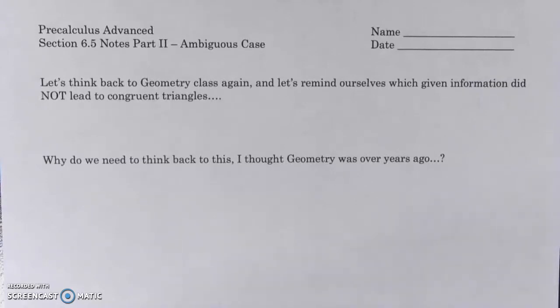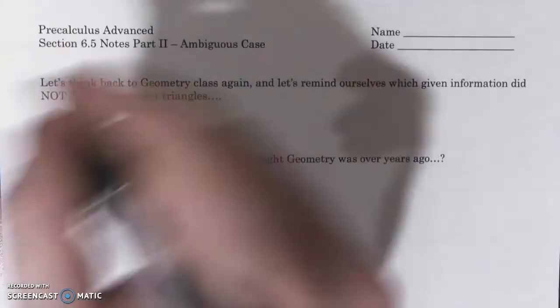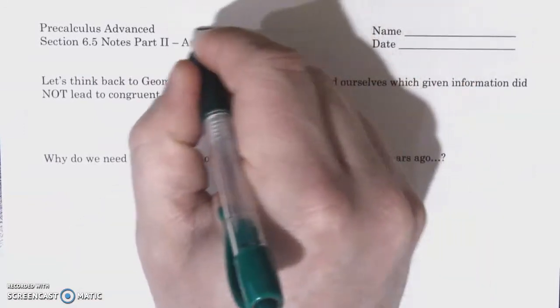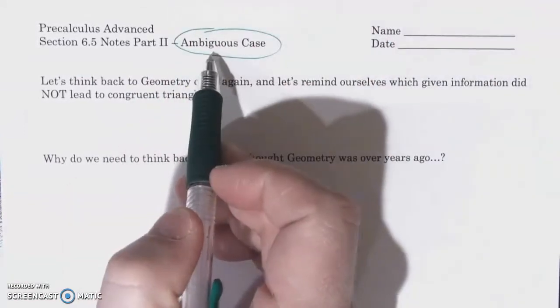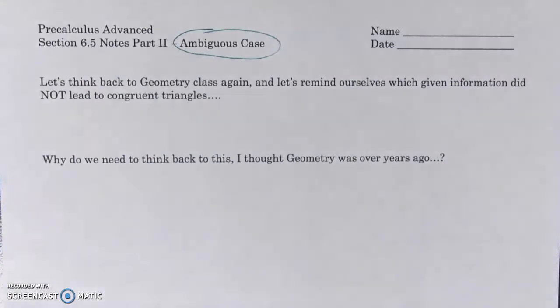Alright guys, for part 2 of our video on the law of sines, we talk about what we call the ambiguous case. The word ambiguous literally means not easily defined. You're going to see why that is when we talk about what the ambiguous case is. And we're going to start by thinking back to our geometry class again.